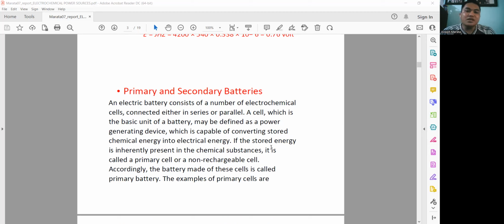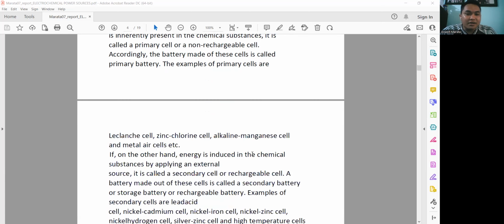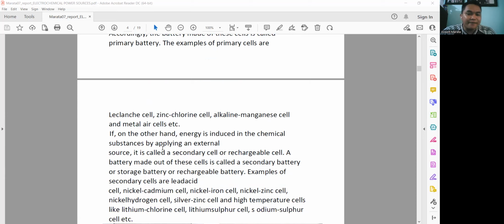If the stored energy is inherently present in the chemical substances, it is called a primary cell or non-rechargeable cell. Accordingly, the battery made of these cells is called a primary battery. Examples of primary cells are Leclanché cells, zinc chloride cells, alkaline manganese cells, metal-air cells, and so on.